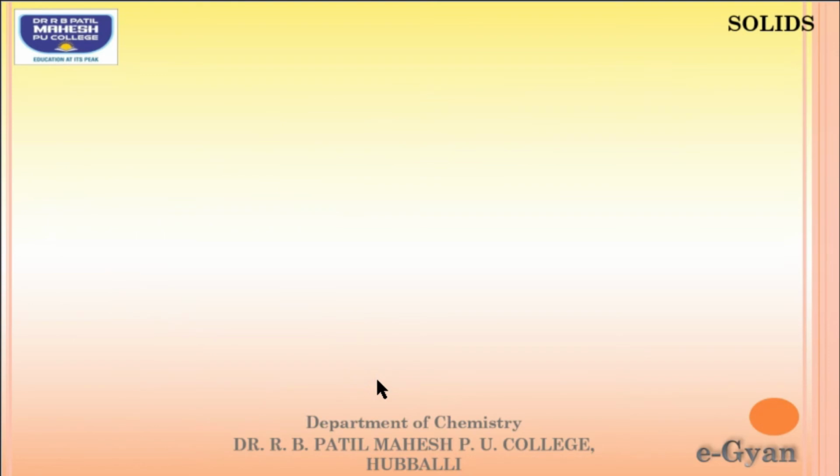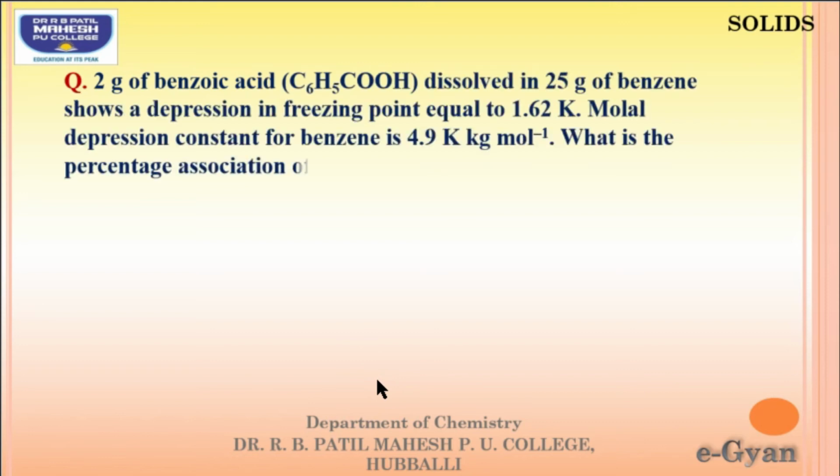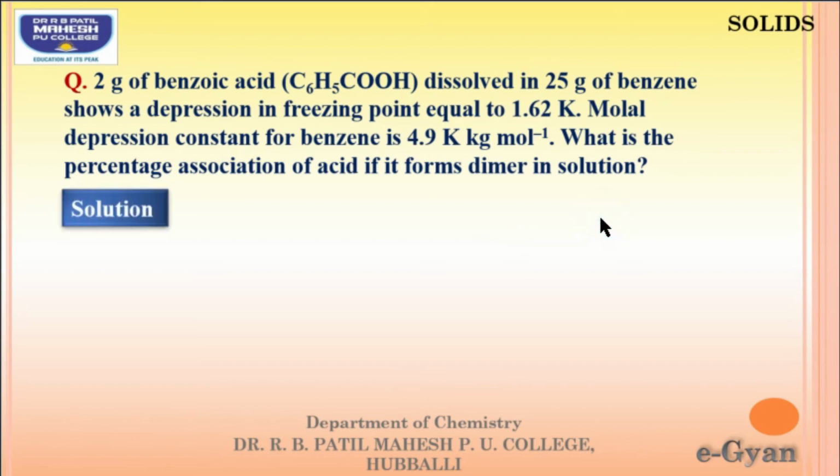Next question. 2 grams of benzoic acid dissolved in 25 grams of benzene shows a depression in freezing point equal to 1.62 Kelvin. The molar depression constant for benzene is 4.9 Kelvin kg per mole. What is the percentage association of the acid if it forms a dimer in the solution? So, solution.